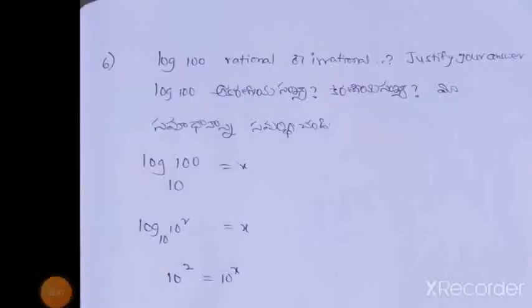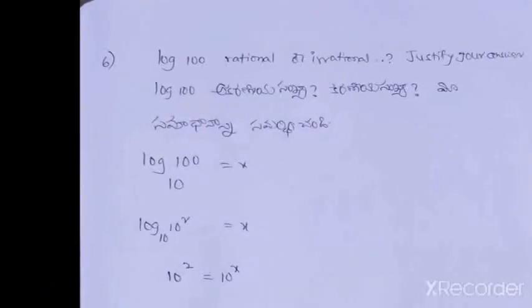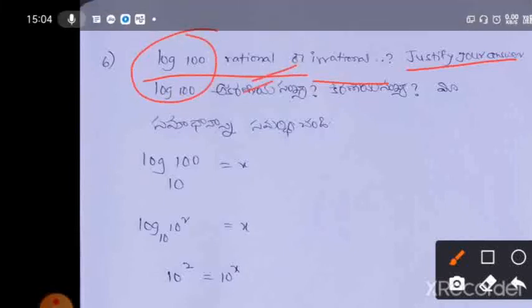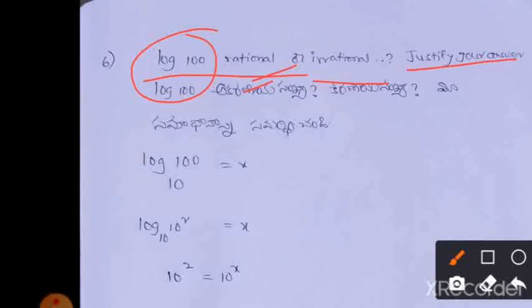And then now we are in the sixth sum. In the sixth sum, whether log 100 is rational or irrational. Justify your answer. So now we have to find out whether log 100 is rational or irrational. Let log 100 base 10 be x. Here I am writing 100 as 10 square. So log 10 square base 10 is equal to x.